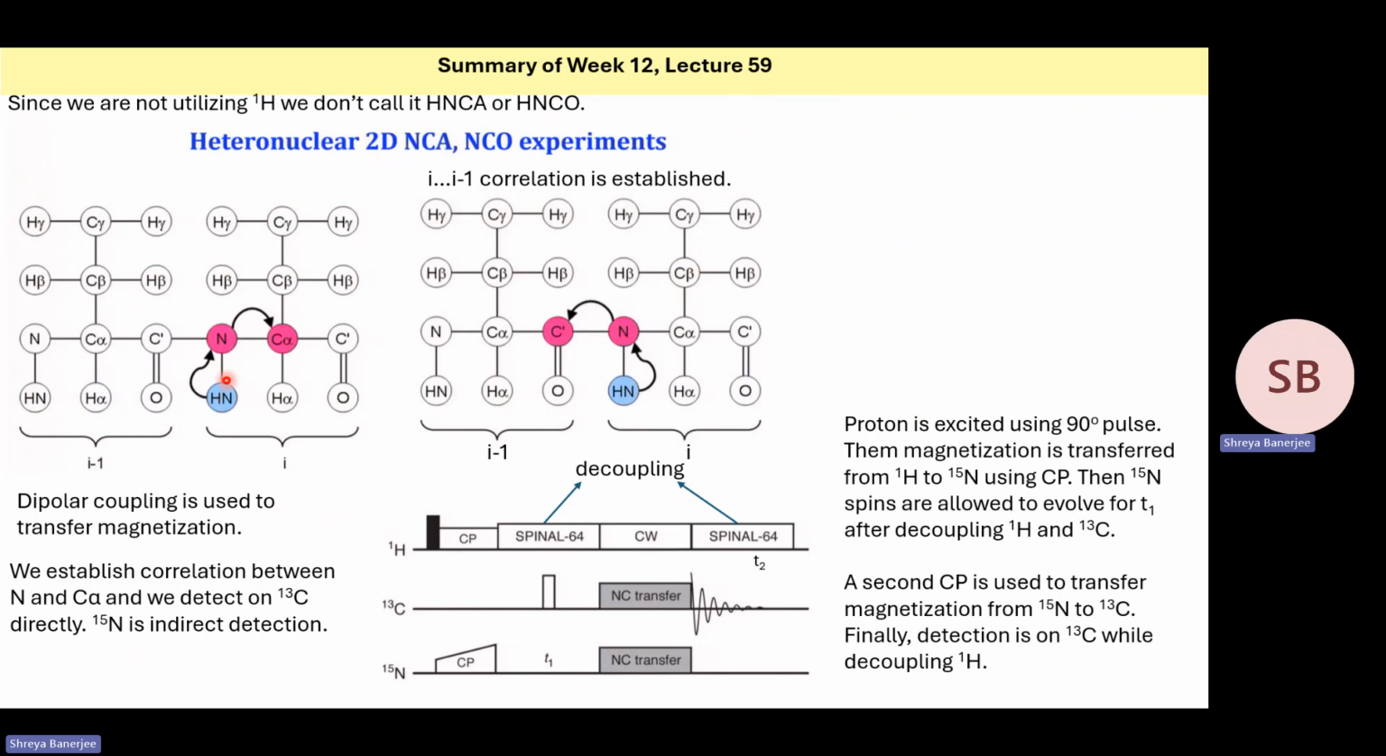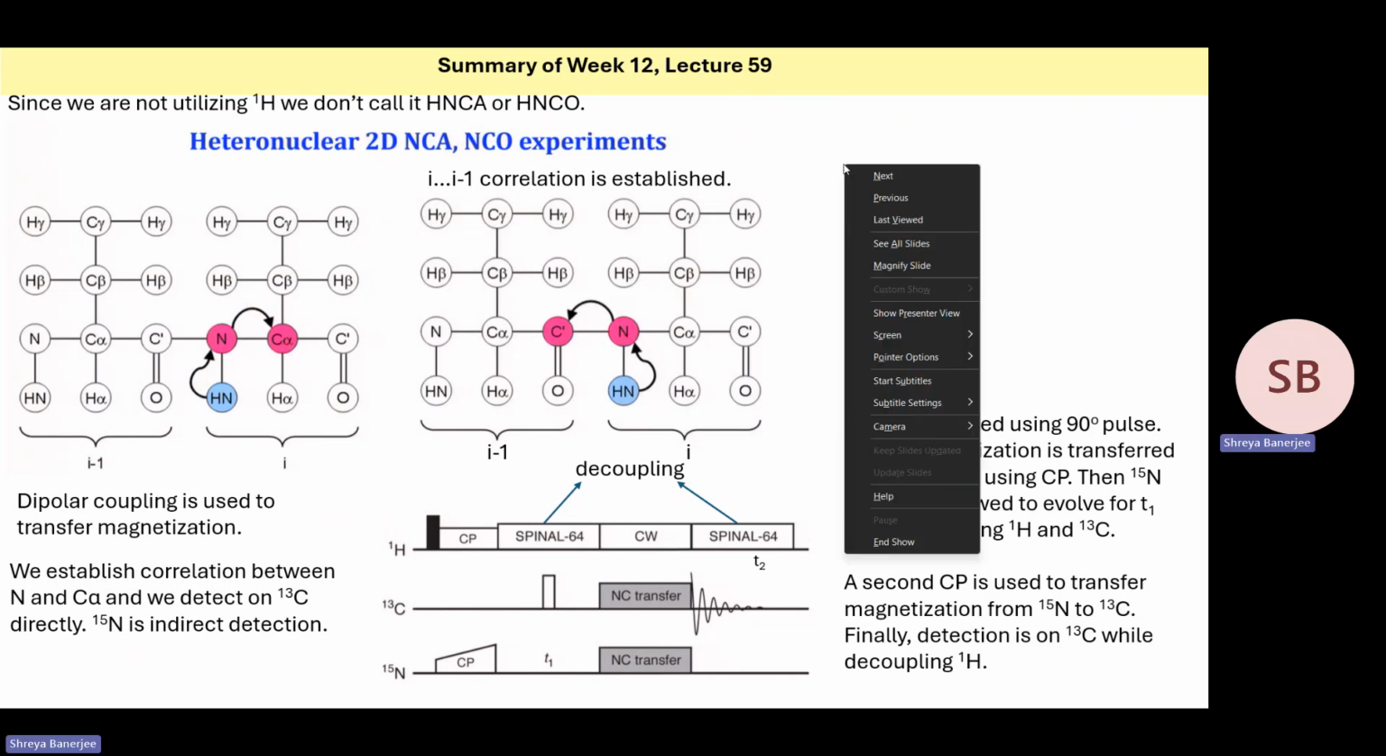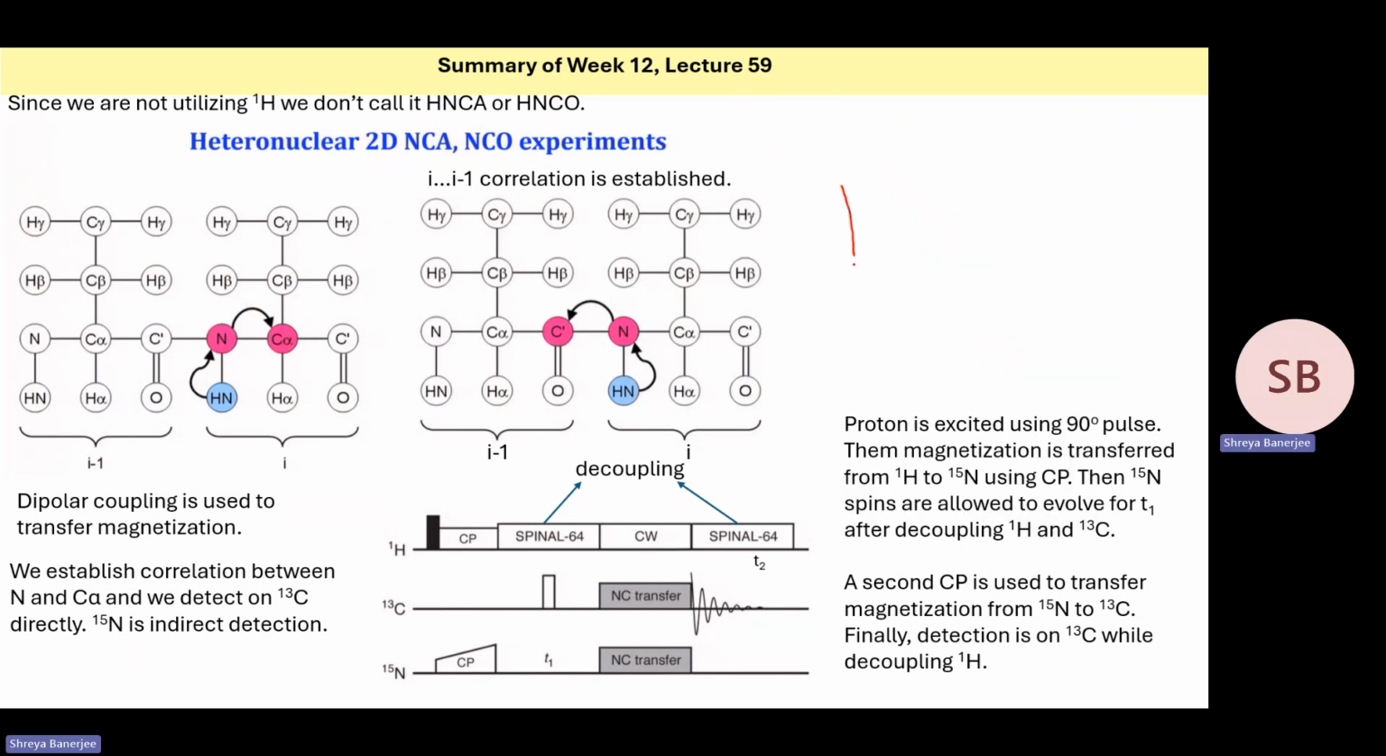Why NH is shown in blue is because you are exciting the proton but you are not detecting the proton. The proton is simply transferring the magnetization to the amide nitrogen, which is being detected, and then to the C alpha of the I residue, same residue, which is being detected. So you are detecting only N and C alpha. So you will get a 2D spectrum where on one axis you have N, on one axis you have C alpha.